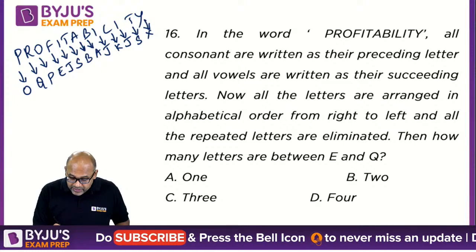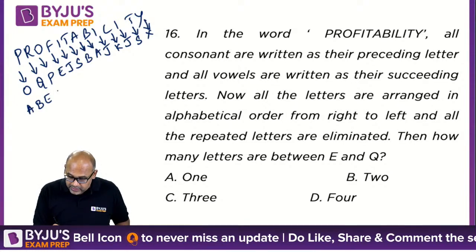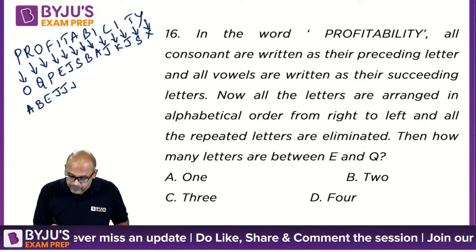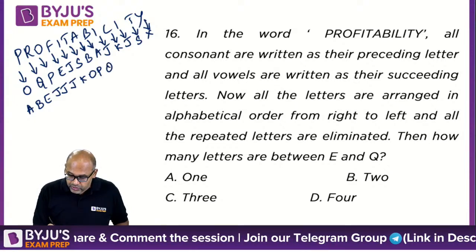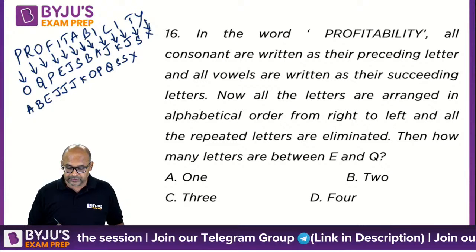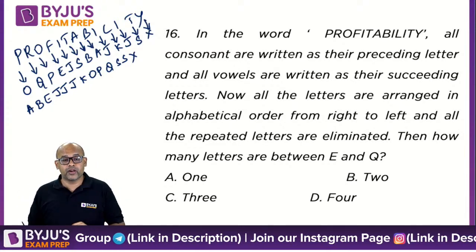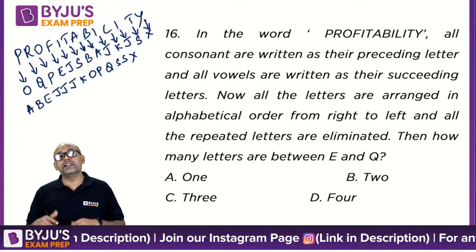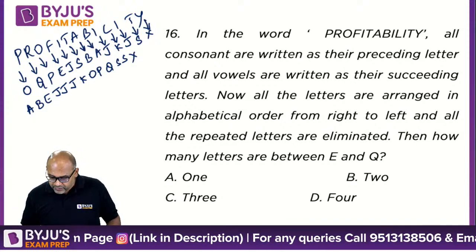So when you write them in alphabetical order, you will get A, B, E, J, J, J, K, O, P, Q, S, S, X. This will be the ascending order, or basically alphabetical order. Then in this they are saying delete the terms which are right to left.